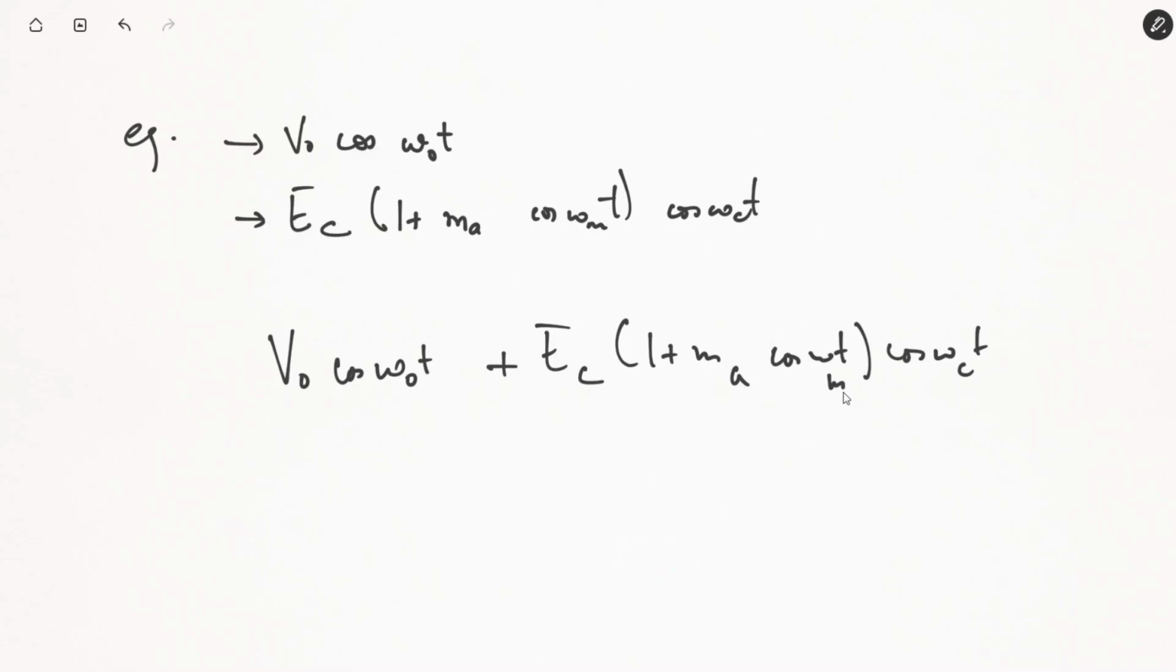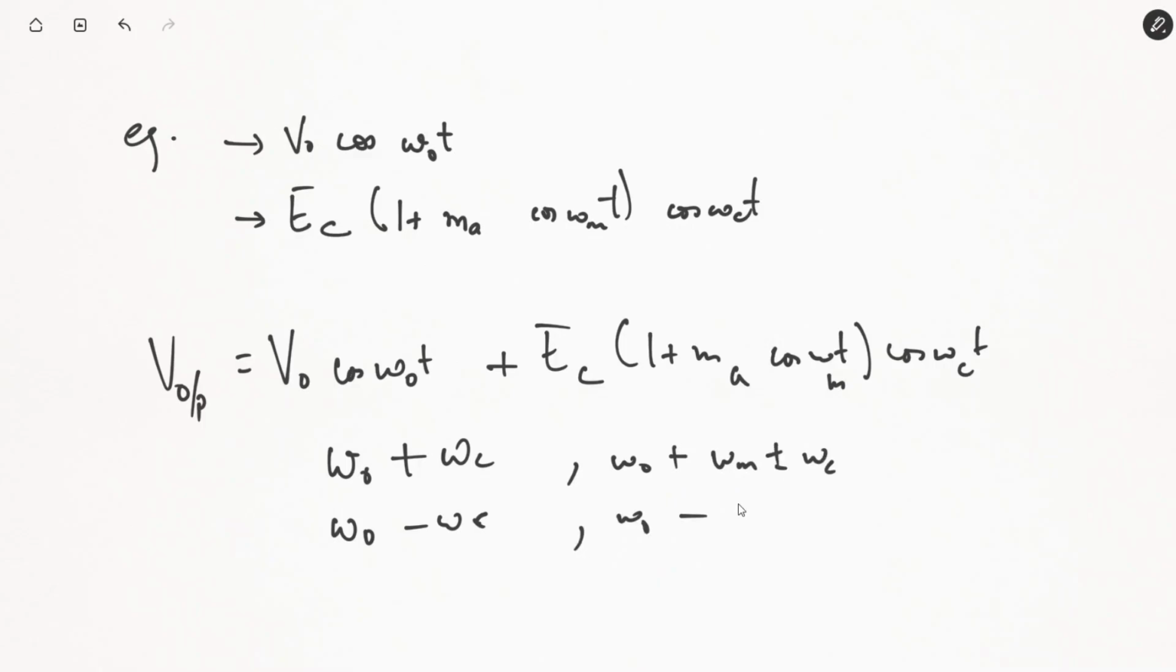In case of addition, you'll get a signal like this. Now you can see this output signal that will come from the mixer, when you add this up, will have an omega naught plus omega c component. This will have an omega naught minus omega c component. This can have omega naught plus omega m, plus minus omega c component. We can have omega naught minus omega m, plus minus omega c components.